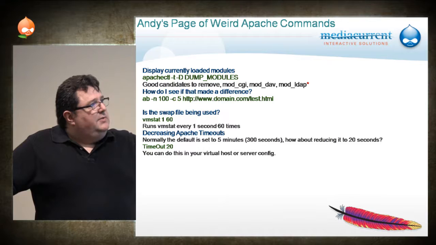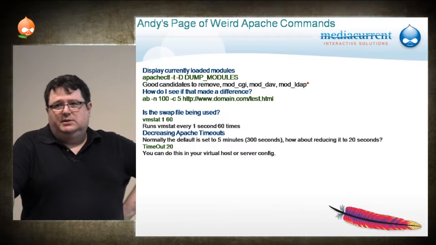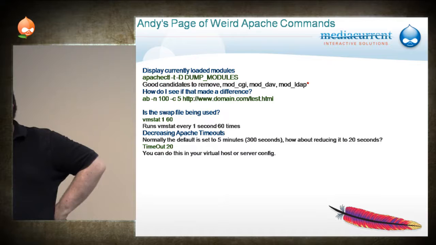The default setting for Apache timeouts is 5 minutes, which is 300 seconds. That's a lot. So I tend to reduce that down on a lot of my systems. You can also change some of the timeouts on PHP as well. But I can usually go to my Apache config and I'll drop it down to 20 seconds. And you can do that inside your virtual host as well. If you don't have access to your config, you can do that.